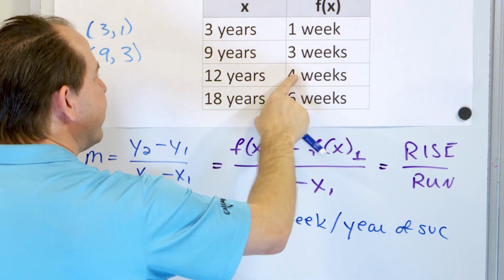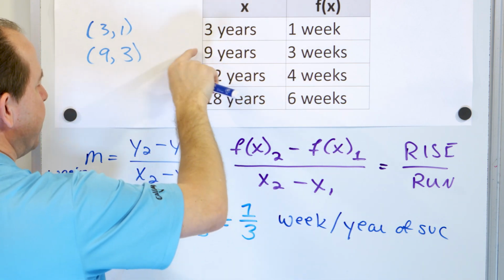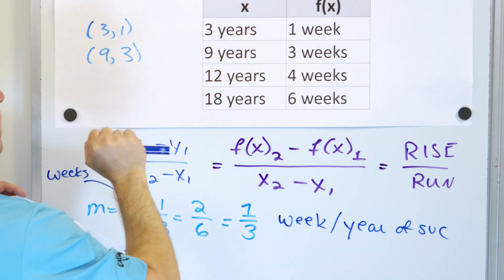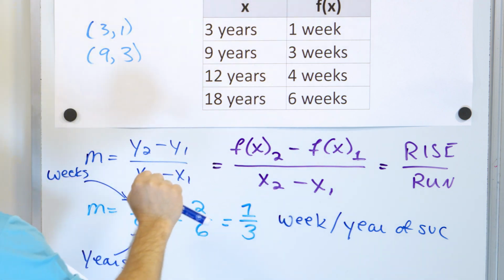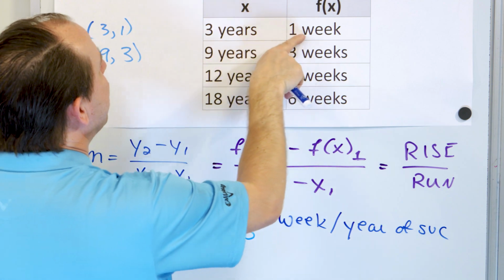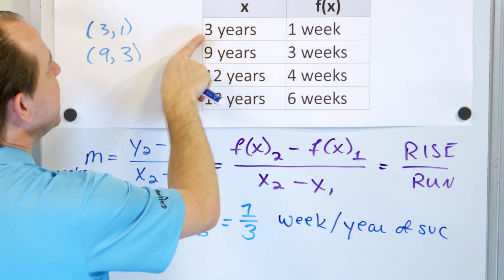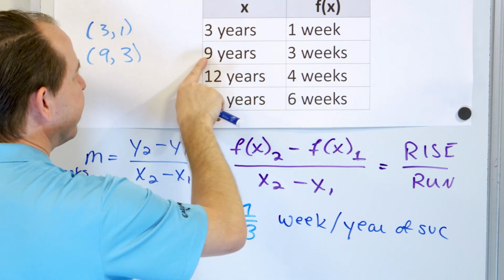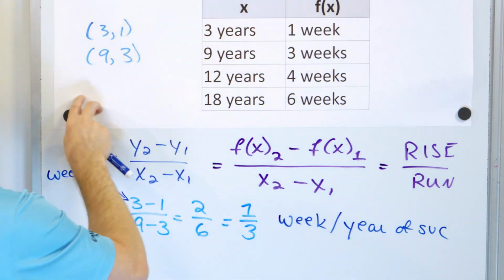So from here to here is another week. Let me think for a second here. You're getting 1 week of vacation for every 3 years of service. Right, so 1 week for every 3 years of service. But then when you go here, you triple the amount of years of service and you triple the amount of weeks that you get as well.